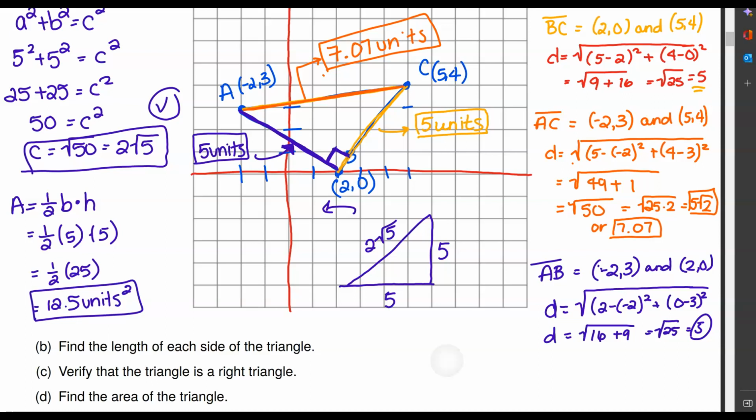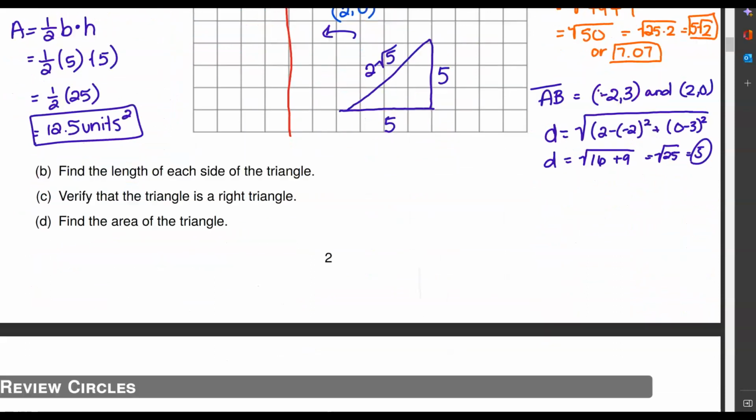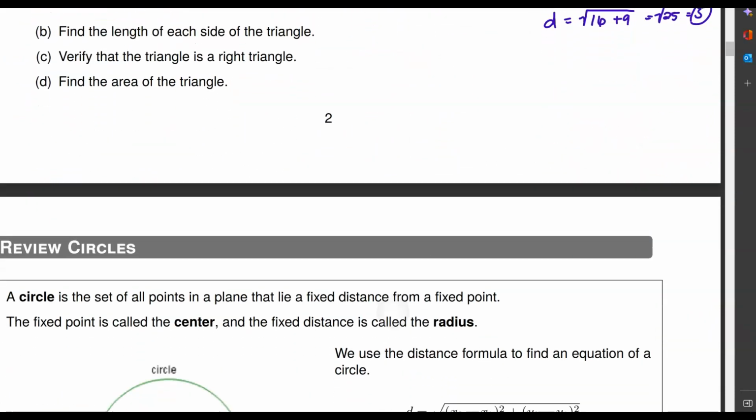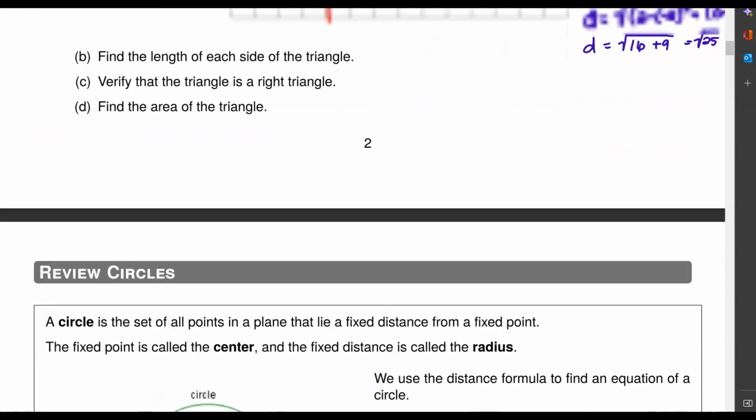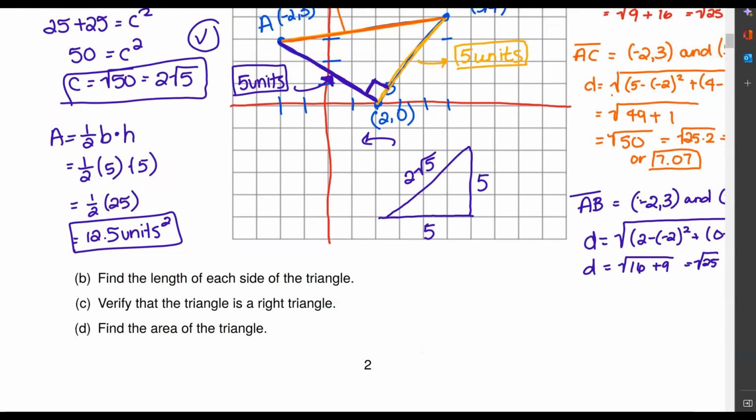All right, hopefully that made sense. Good practice there for the distance formula. All right, that's where we're going to end up here. In the next video, I'm going to talk about reviewing circles, and we're going to talk a little bit more about circles.